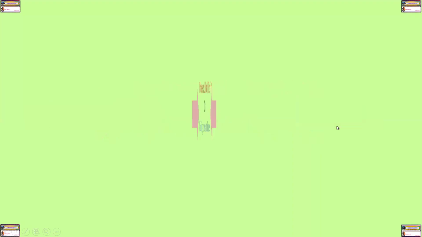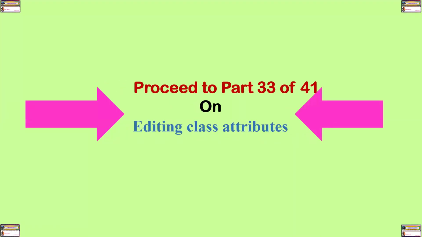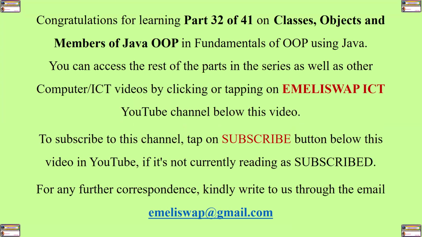And with that, my dear students and the rest of the learners, we have come to the end of part 2 of the series. You can now proceed and watch, as well as practice, part 3, in which we are going to learn about how to edit class attributes. Congratulations, therefore, for learning part 2 on the classes, objects, and members of Java object-oriented programming, in fundamentals of object-oriented programming using Java.